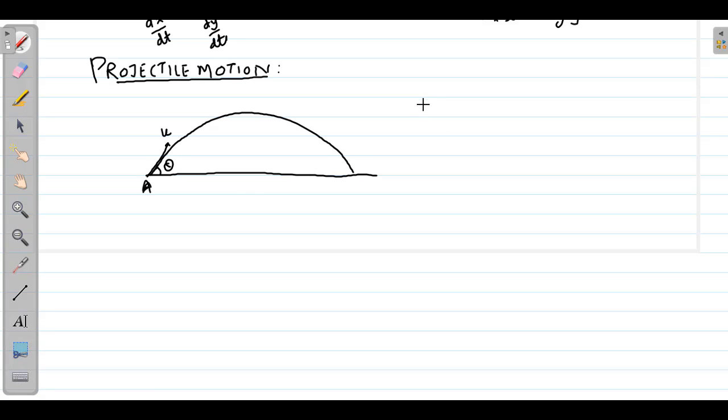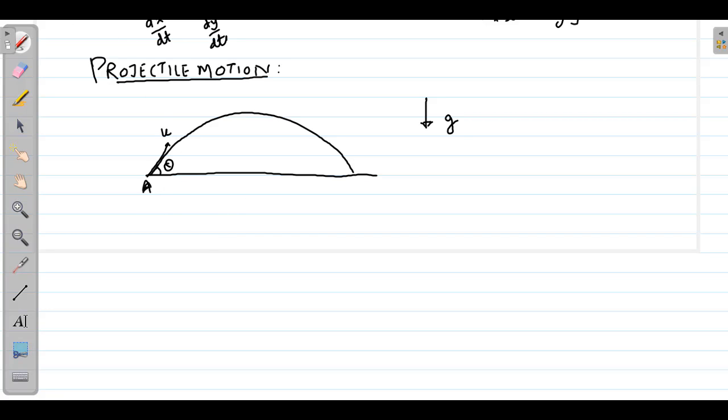It is due to the acceleration due to gravity, which is acting in the downward direction. In this motion, the only acceleration is g, acting downward. There is no horizontal acceleration. Here one approximation is that this g is constant during this motion. That means this motion is very near to Earth's surface and g is constant.